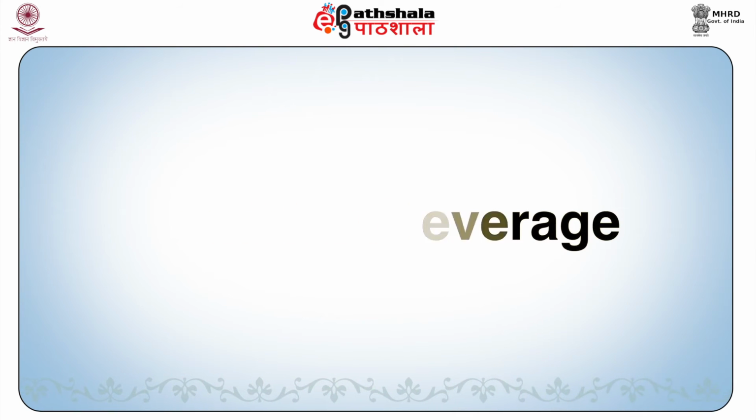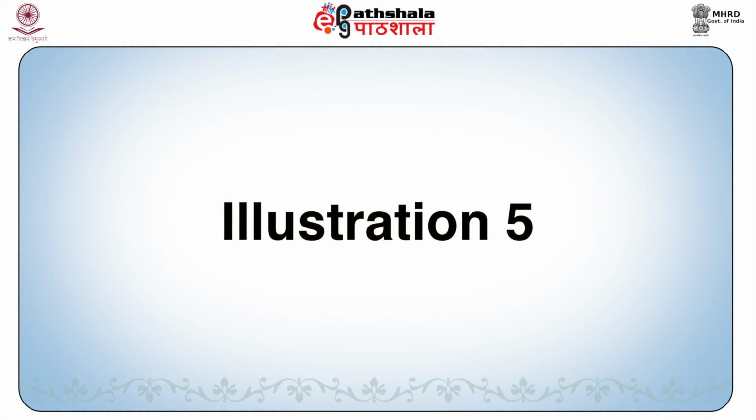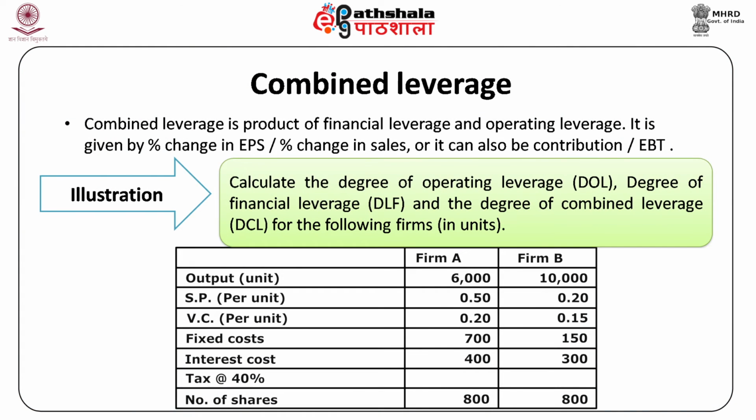Combined leverage. Combined leverage is the product of financial leverage and operating leverage. It is given by percentage change in EPS divided by percentage change in sales, or it can also be contribution divided by EBT. Illustration 5. Calculate the degree of operating leverage DOL, degree of financial leverage DFL and degree of combined leverage DCL for the following firms.